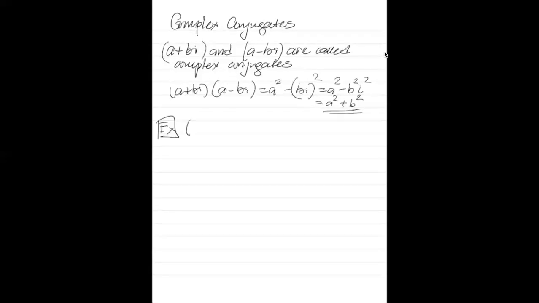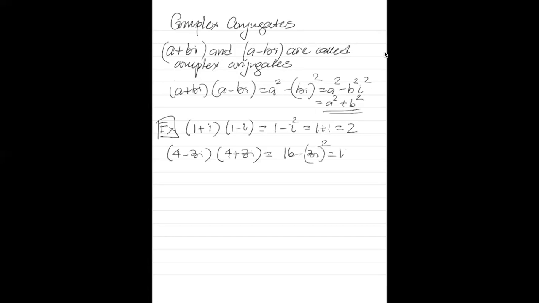So that's very important. When you want to get rid of an i in a complex number, you multiply by the conjugate. So let's try it with a specific pair, 1 plus i, 1 minus i. So that will be 1 minus i squared. But i squared is negative 1, so it becomes 1 plus 1, which is 2. So indeed, we're getting real numbers. 4 minus 3i times the conjugate, 4 plus 3i. So that is 16 minus 9i squared, which is 16 plus 9, which is 25.